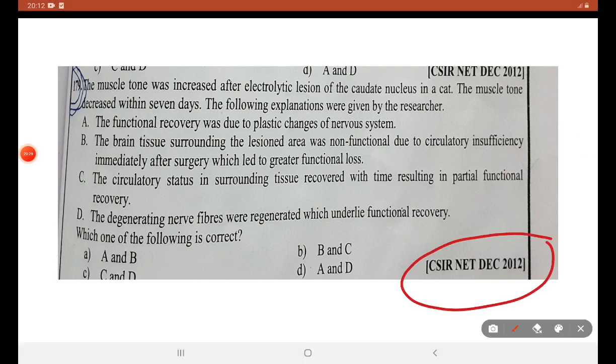Next, December 2012. Muscle tone was increased after electrolytic lesion from caudate nucleus in rat. Muscle tone decreased within 7 days. Which of the following explanations given are correct? Once increased, then decreased, because it is a basic understanding, without any prior knowledge from nervous system, that there is a recovery. Okay.